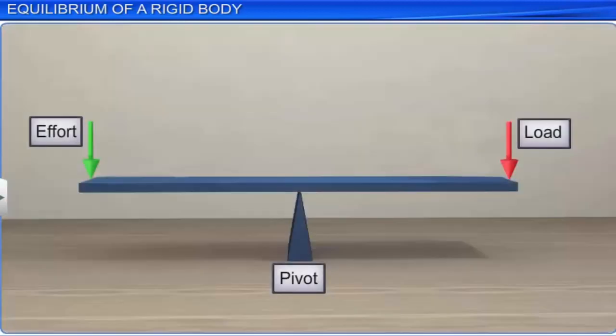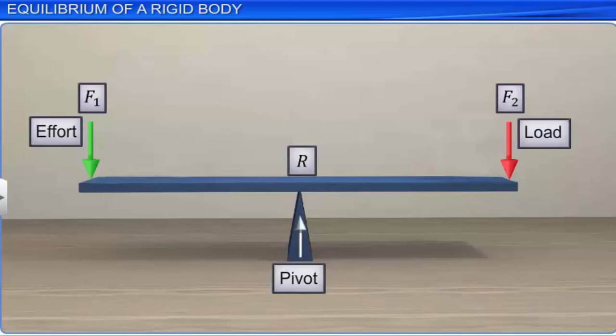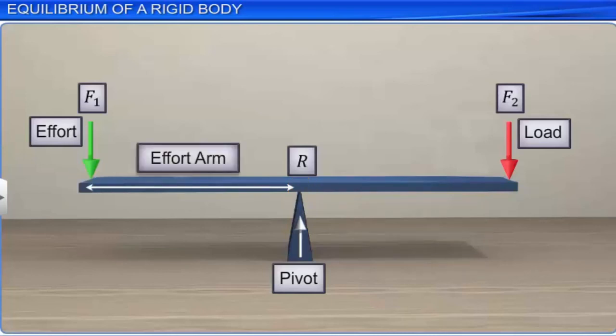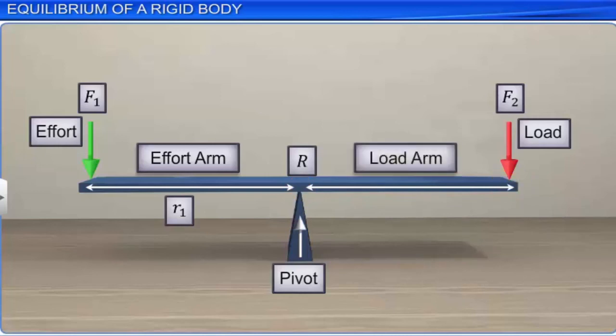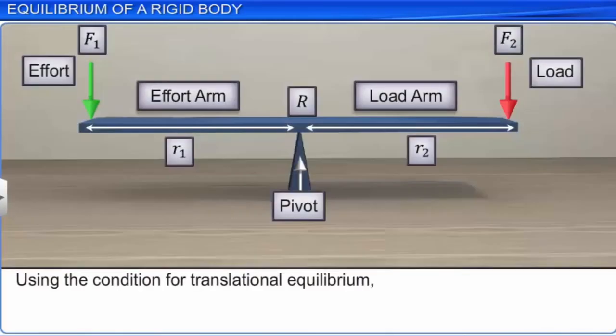Let the effort F1 and load F2 be the 2 forces acting on the lever perpendicularly in the downward direction, and R be the force exerted by the pivot in the upward direction. The distance between the pivot point and the point of application of effort is called the effort arm, R1. The distance between the pivot and the point of application of load is called the load arm, R2. The lever is in translational equilibrium. R minus F1 minus F2 is equal to 0.